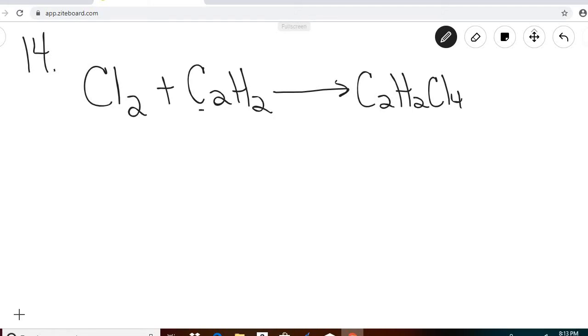The carbons are okay. There's 2 carbons on each side, and the hydrogens are okay. There's 2 hydrogens on each side. Here we have 2 chlorines and 4 chlorines, so we can fix that by just putting 2 molecules of chlorine gas. And number 15 says balance the following equation.